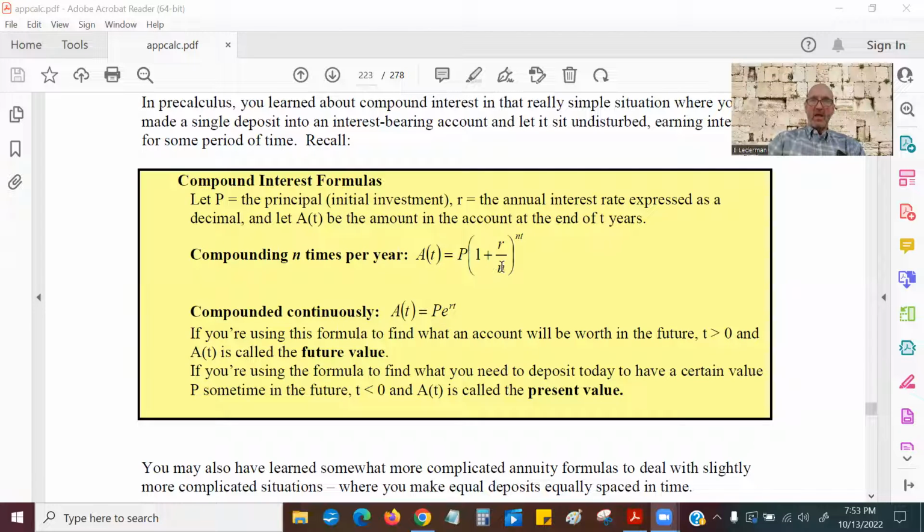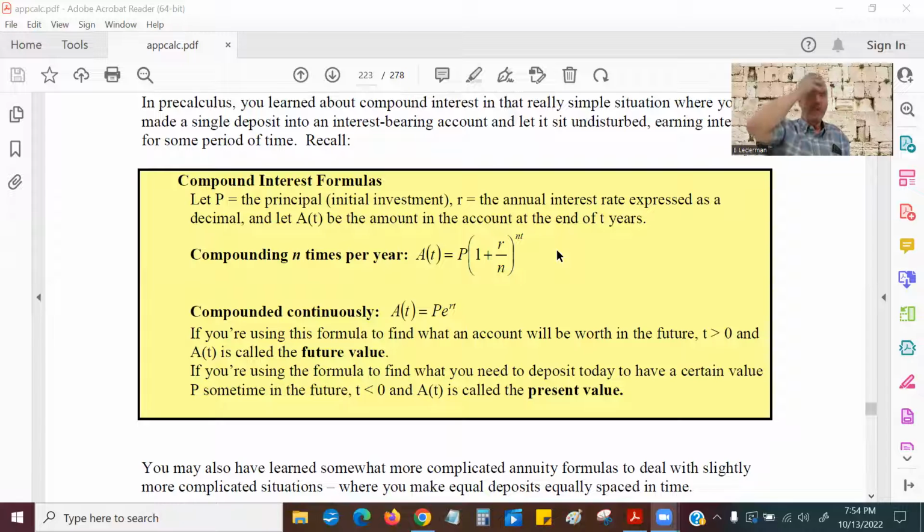And N, there's a little N in the function. That means it's compounding N times per year. So if it's compounded monthly, N would equal 12. If it's compounded daily, N would equal 365. If it's compounded quarterly, N would equal 4, and so on and so forth. Anyway, the formula is A of T. A is a function of time. It's equal to P, that's the principal, times (1 plus R over N) to the NT power. And this is something you would just plug into the calculator and crunch out your answer.